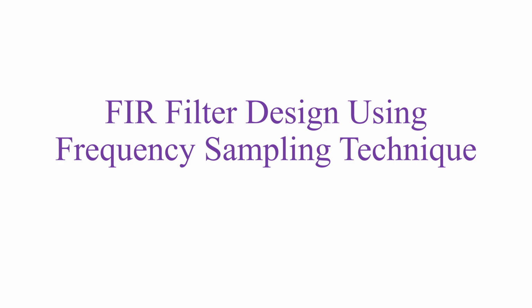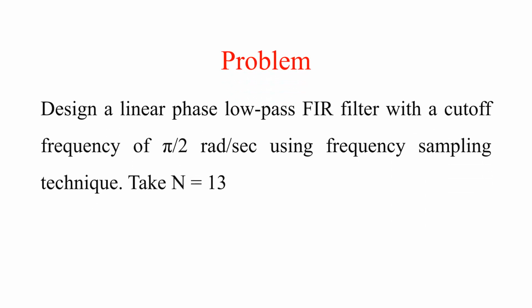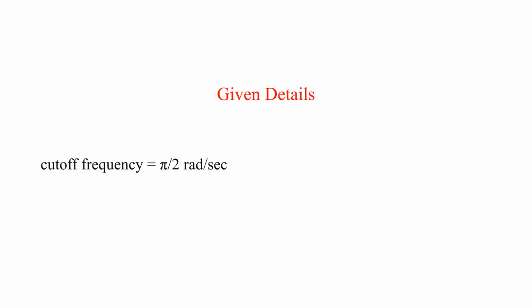We are going to see a problem in FIR filter design using frequency sampling technique. The problem is: a linear phase low pass FIR filter is given. Its cutoff frequency is pi by 2 radian per second, the technique we have to use is the frequency sampling technique, and the order of the filter, capital N, is equal to 13. We can see the given details.